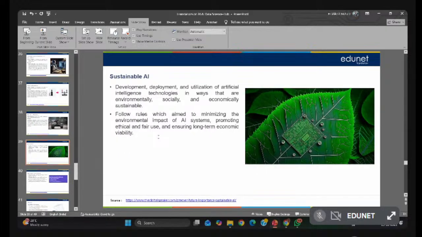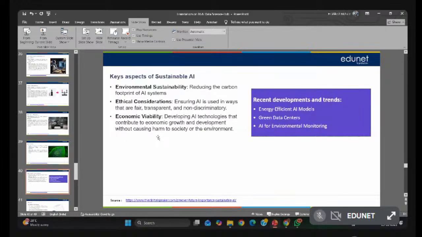So now the simple one, sustainable. What is sustainable? Make sure that the product will not harm nature. That is what we call sustainable AI. If you want to develop sustainable AI, it will focus on environmental sustainability and ethical consideration. Ethical consideration means we need to understand all perspectives. Environmental sustainability means we are not going to harm the environment so much.